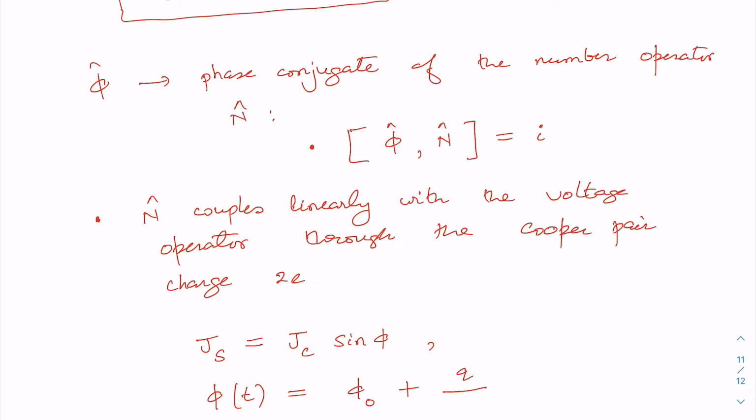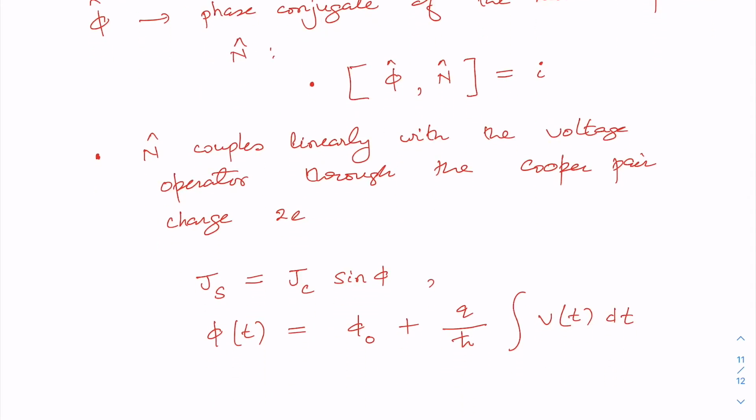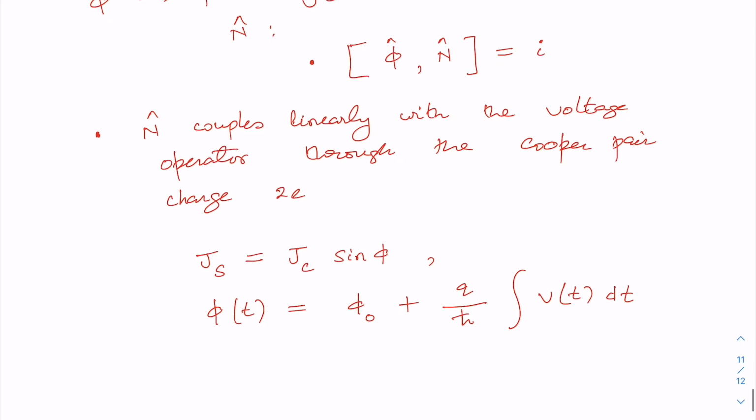It is charge divided by h cross and integration of v of t dt. Now all these quantities would become operators, and this voltage operator is going to be coupled linearly with this number operator, and it would get coupled, as I said, through the Cooper pair charge 2e.